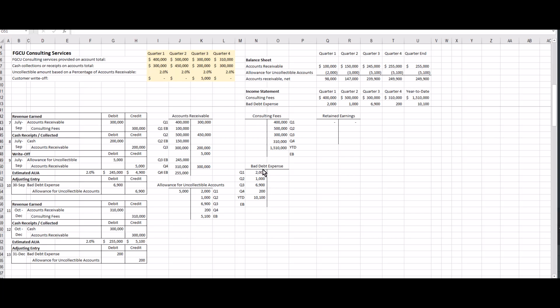Consulting fees and bad debt expense are temporary accounts, which means that their balances, along with other revenues, expenses, and dividends, will be zeroed out through closing entries to retained earnings at year end, so that they can start the upcoming year fresh with no balance.